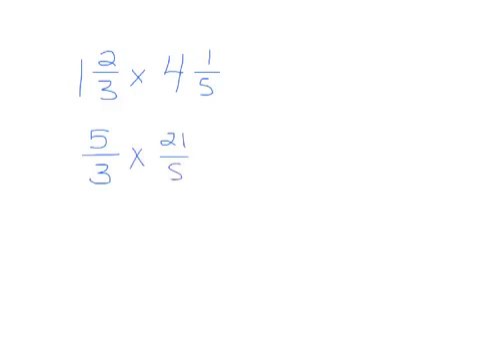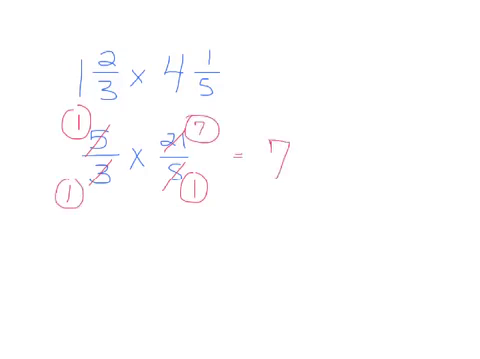Okay. At this point, I can go ahead and simplify. 5 and 5 are both divisible by 5. Okay. So that's as simple as I can get. 3 and 21 are both divisible by 3. 3 divided by 3 is 1. 21 divided by 3 is 7. So I can tell right away my answer is going to be 7 without having to multiply 21 times 5. So that's the simplest way of doing it.